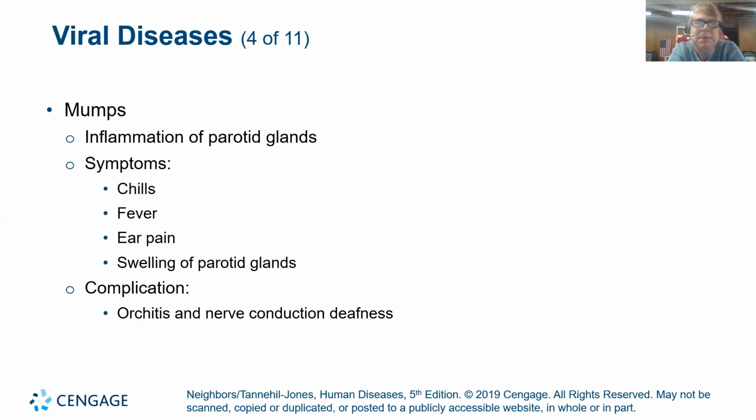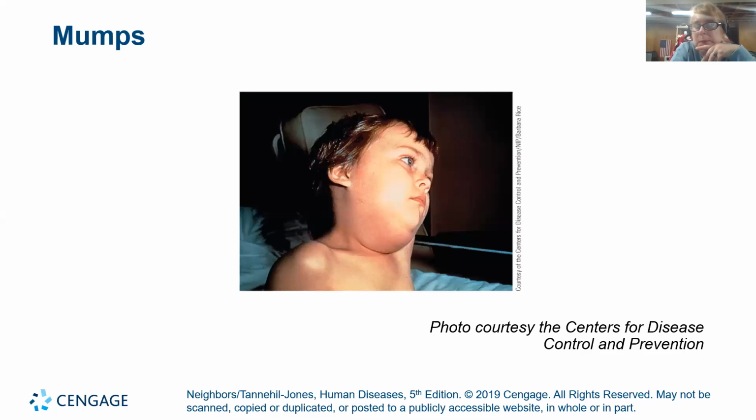So mumps is an inflammation of the parotid glands, and these are the salivary glands that are located under your ears, okay? So again, chills, fever, ear pain, swelling of the parotid glands. The complication of mumps can be orchitis in male children, and if it's left untreated or if it gets bad, it can cause nerve conduction deafness. Okay, so this is a picture of the glands under the ear, the parotid glands, very, very swollen in this young person.